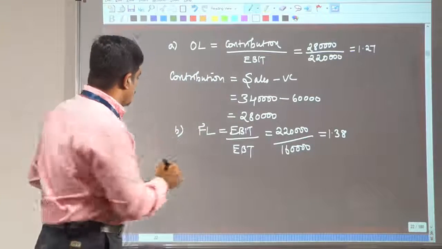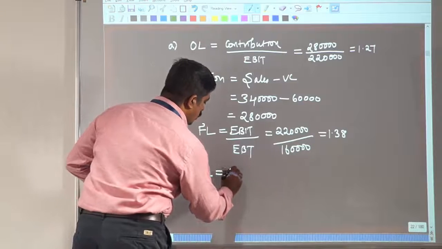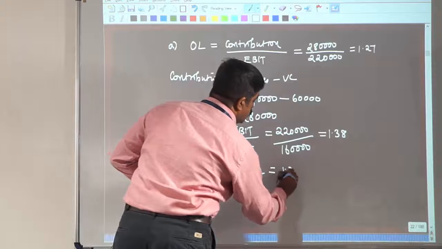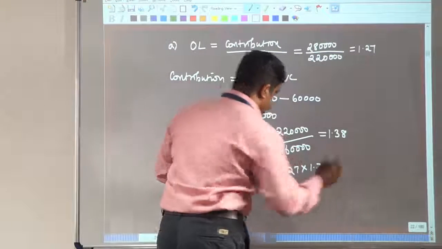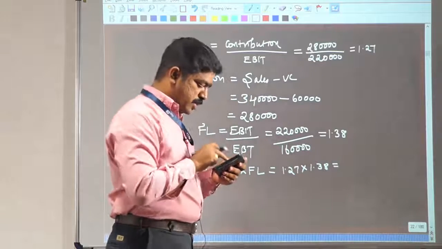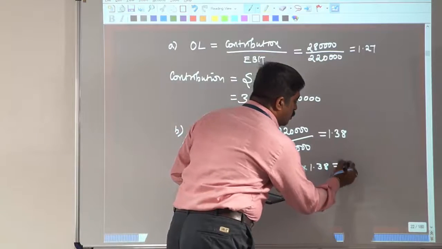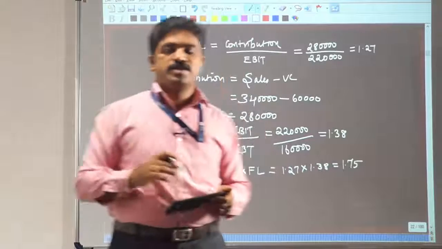Okay. And what is it? Question 3? Question 3 is combined leverage. Very simple. We'll take operating leverage and multiply it with financial leverage, which is 1.27 multiplied by 1.38. Okay, so let me check it. 1.27 multiplied by 1.38 is going to be 1.75. So that tells me my combined leverage is 1.75.